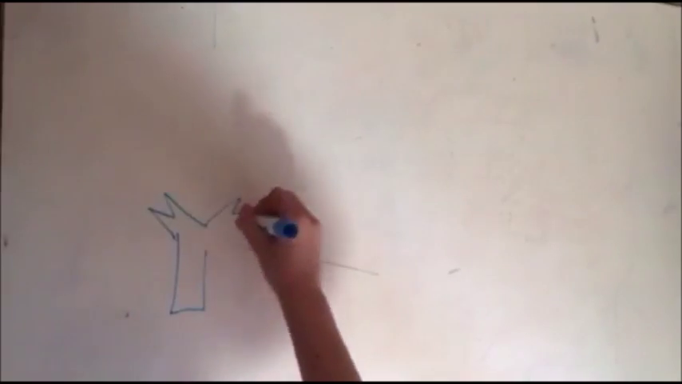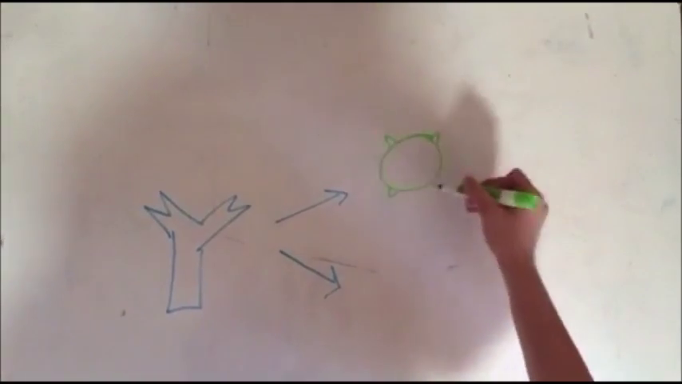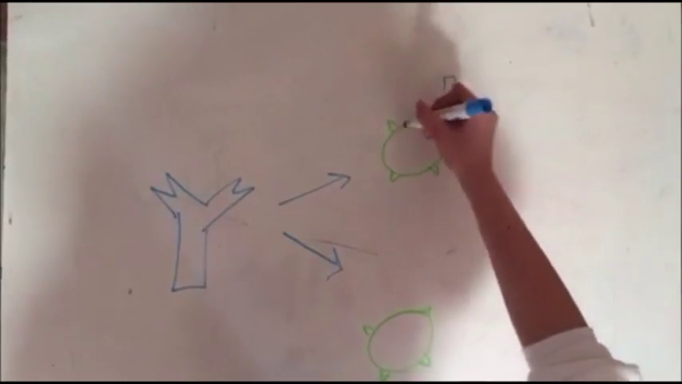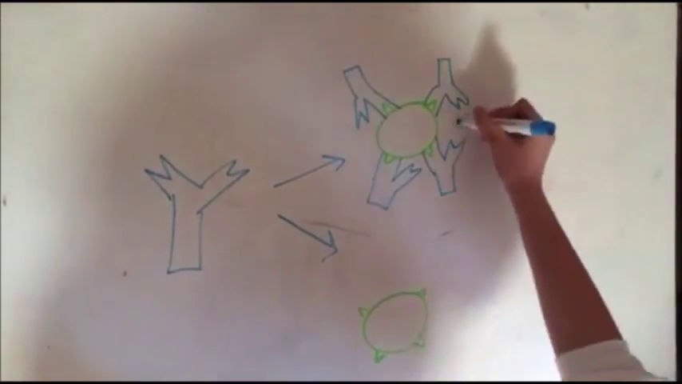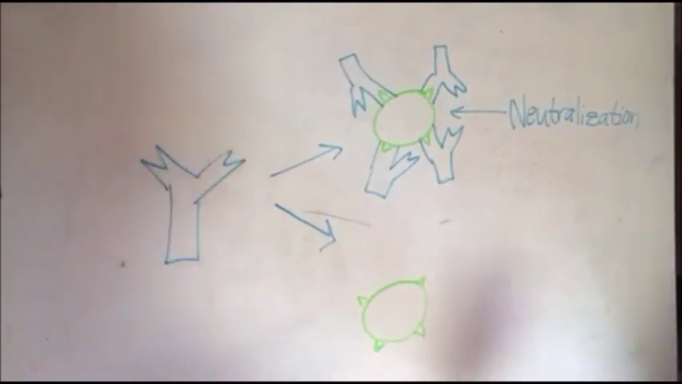Antibodies produced by these plasma cells participate in two main processes: neutralization and opsonization. In neutralization, antibodies bind to the pathogen's antigens and coat its surface, hindering the pathogen's ability to bind to a healthy cell's surface receptors and infect it.